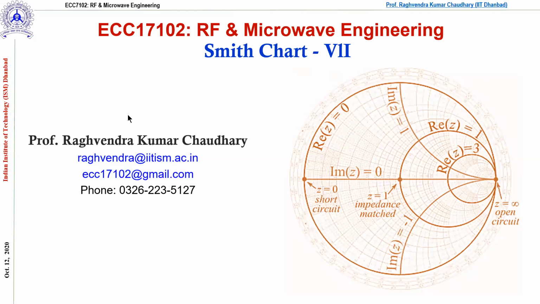So this is the last class of the Smith chart, and today we'll see the double stub matching. We'll utilize the previous concept as well, what we have seen for the single stub matching. So let us see.